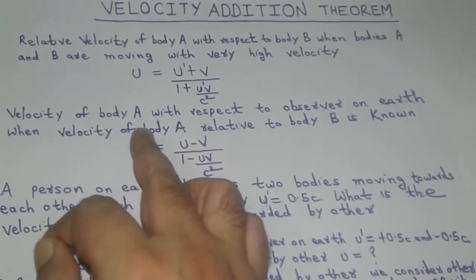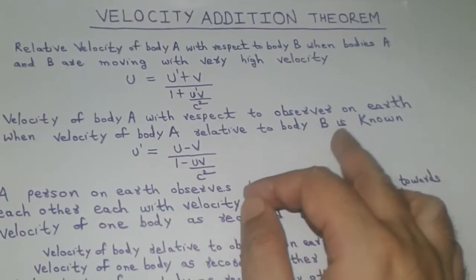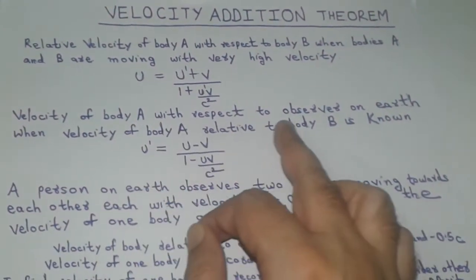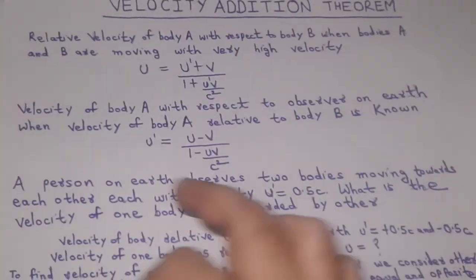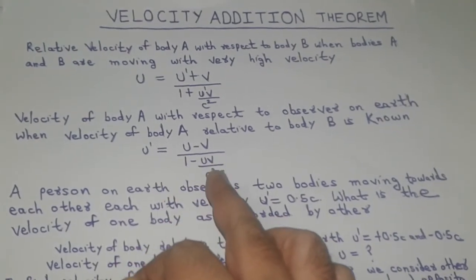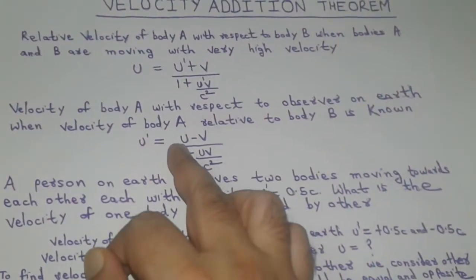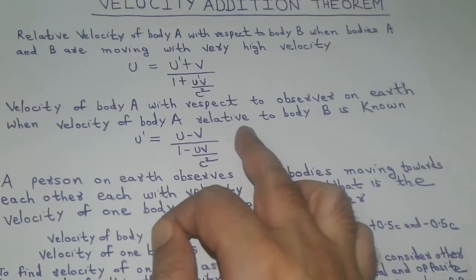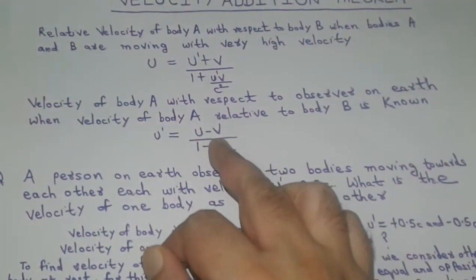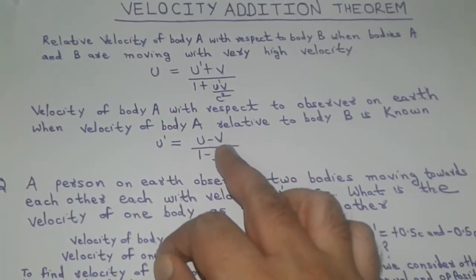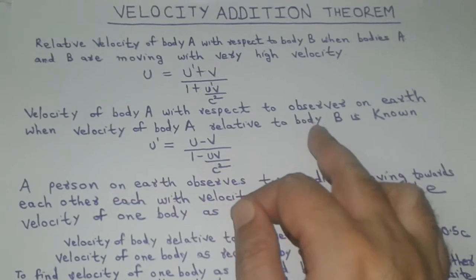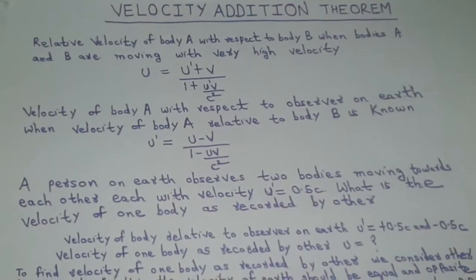Similarly, when relative velocity of body A with respect to body B is known, then we can find the velocity of body A with respect to an observer on earth, which is given by u' equal to (u minus v) upon (1 minus uv upon c square), where u is the velocity of body A relative to body B, which is known, where v is the velocity of earth or the observer, which can be determined as negative of the velocity of body B, which is considered to be at rest.